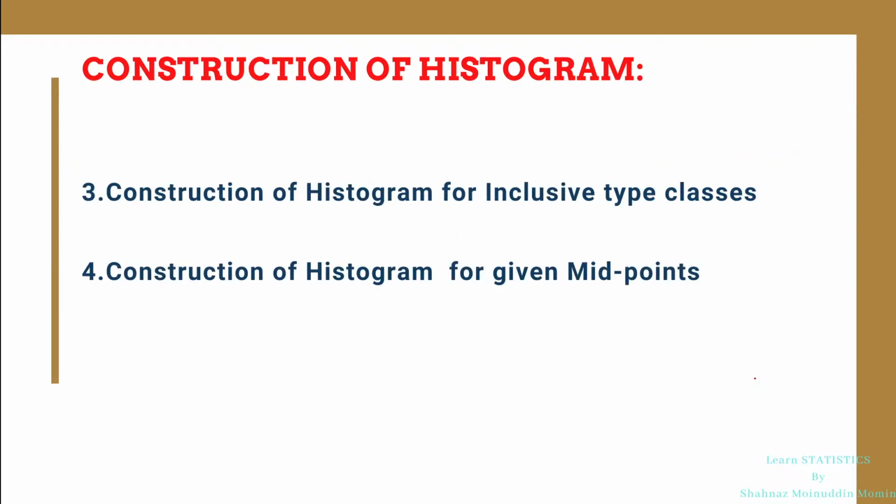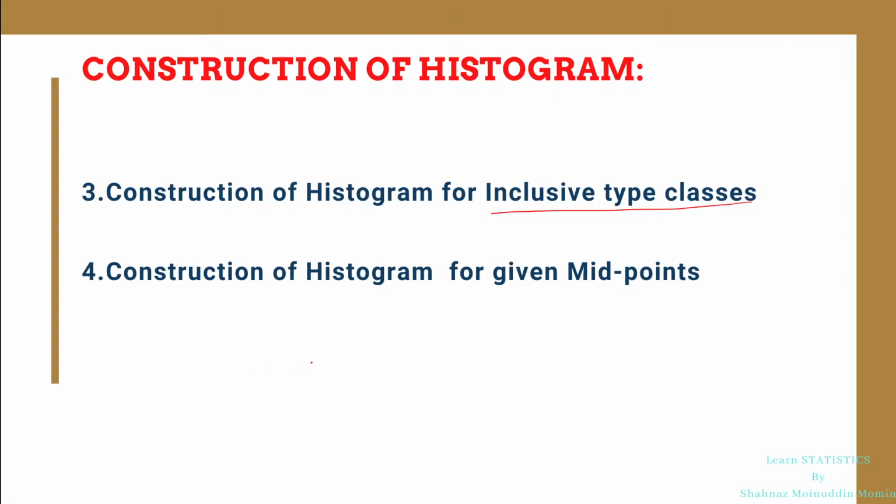Now the third method is construction of histogram for inclusive type of classification. In the inclusive type of classification, the upper limit of a class is included in that class. We have already learned inclusive and exclusive type of classification in the previous lecture. If a student wants to learn that basic concept, then click on the I button at the top right corner of the screen, and the link of that lecture is also given in the description below.